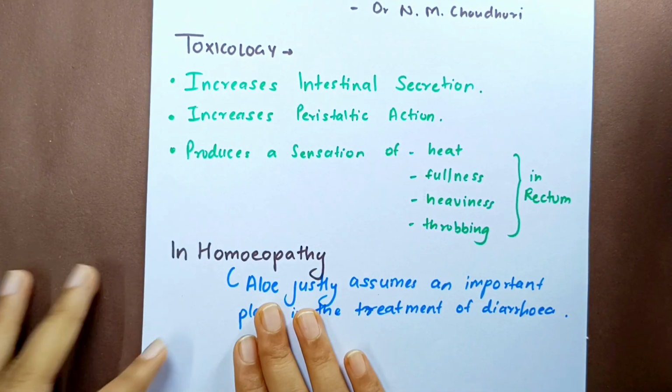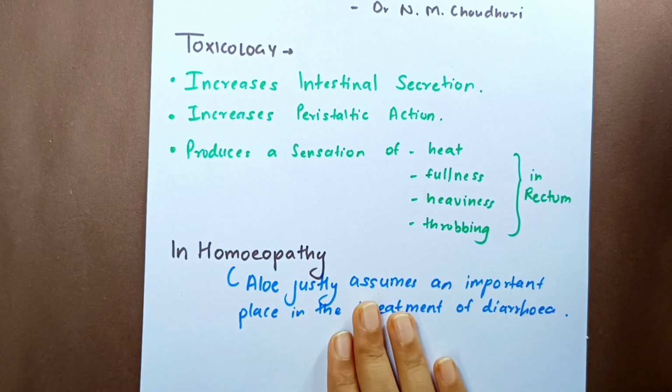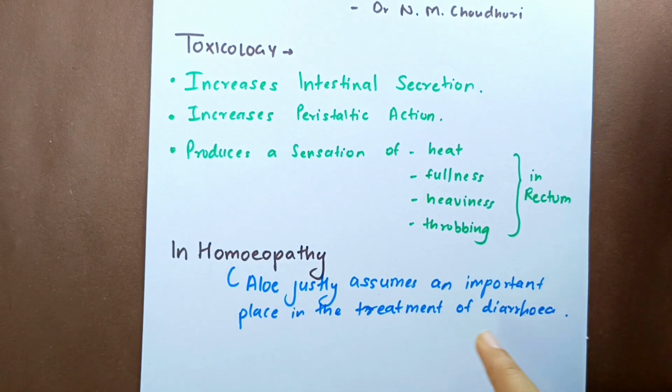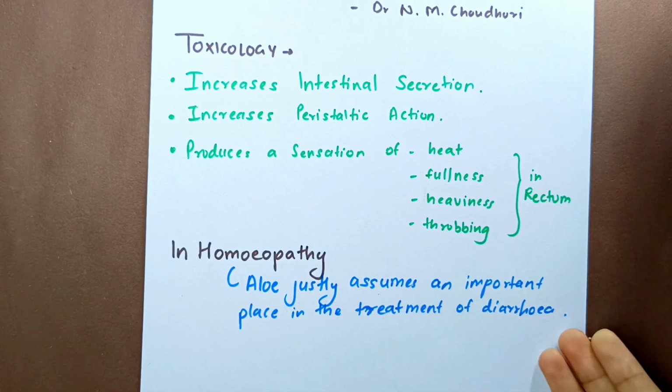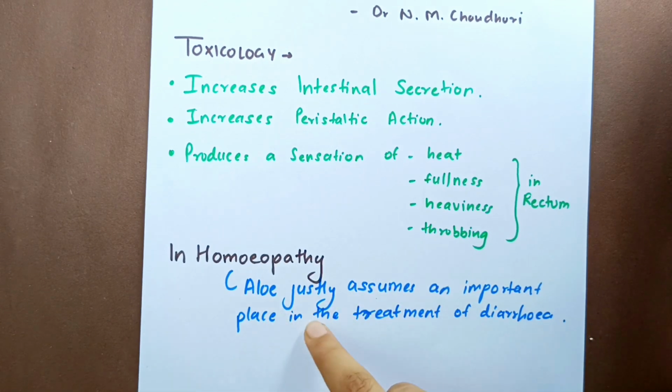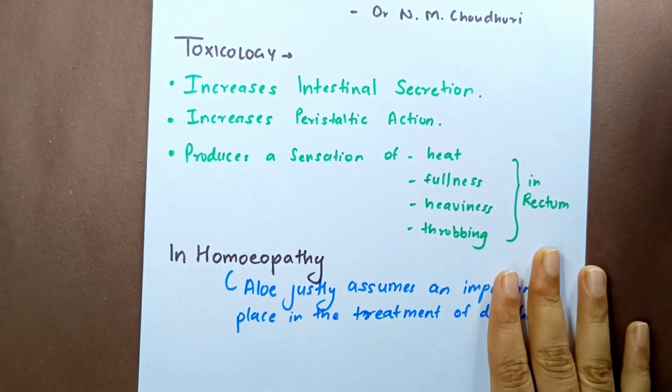Now, in homeopathy, Dr. N.M. Chaudhary says that aloe justly assumes an important place in the treatment of diarrhea. So, as we have already discussed, aloe has a great action on rectum, on intestines, on anus. So, it is used in the treatment of diarrhea, and it has an important place actually in the treatment of diarrhea. Okay, so let's see.